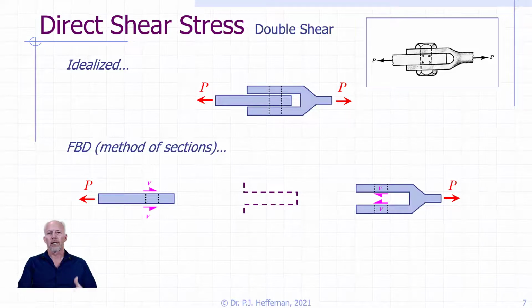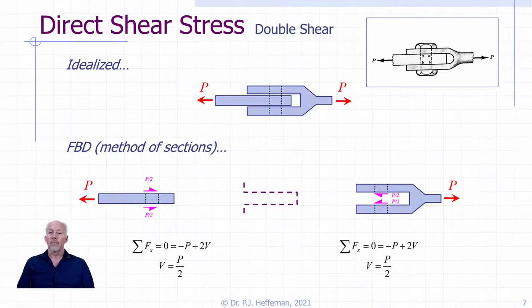And we can see where the shear planes are, and the internal shear forces V must exist in order to maintain equilibrium in those two partial free body diagrams that we now have on the screen. In applying our equation of static equilibrium, we can also look at this and see that our individual shear forces V must be equal to half the load, because it's double shear. There are two planes for every P that's out there, and so we get half the P.